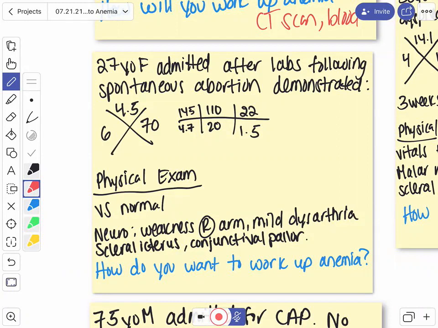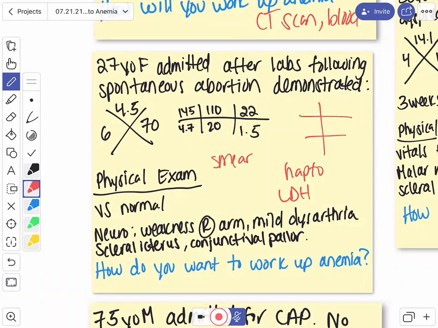And then let's be specific. What hemolysis labs do you want? So you said LFTs. Okay, we want haptoglobin, LDH. And a smear. What are you looking for in your smear? Size, fragmented RBCs, maybe you have an element of iron deficiency anemia as well.